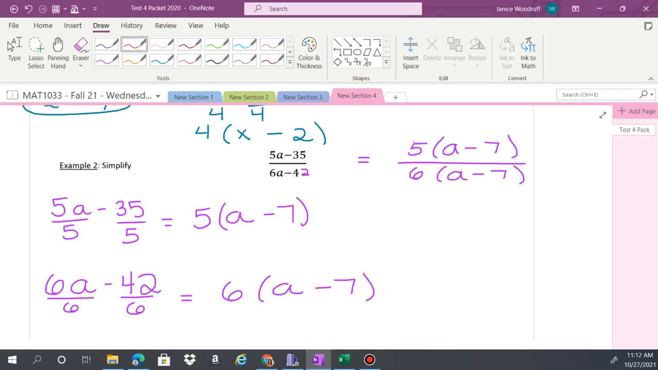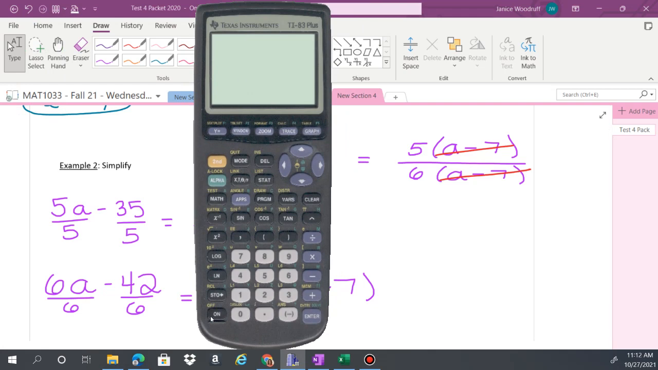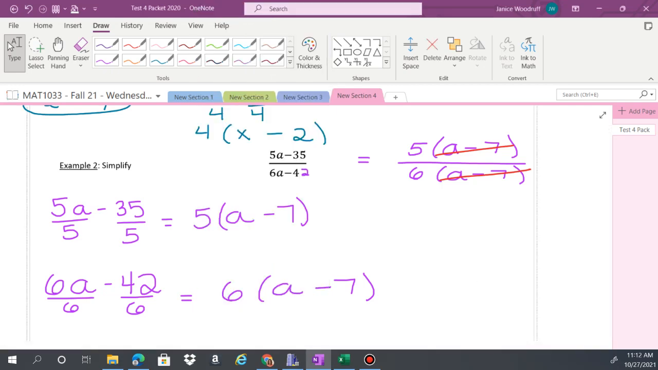Now we can do that step 2 where we cross out our like factors. So a minus 7 and a minus 7 are exactly the same. So when I divide them, I just get 1, which means I can cross them out. Okay, so it's just like doing this. You get 1, so it cancels out. Okay, so then you're left with 5 over 6, and that would just be your answer, 5 over 6.